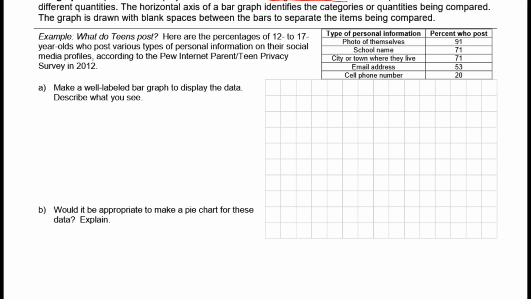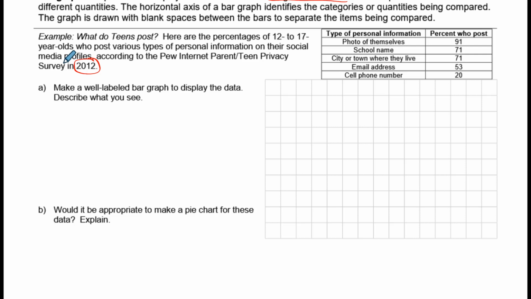What do teens post? Here are the percentages of 12 to 17-year-olds who post various types of personal information on their social media profiles, according to the Pew Internet Parent-Teen Privacy Survey in 2012. So let's first comment on this. This video is being made in the year 2018, but the data here is from 2012. And anytime you talk about technology, 6 years is a huge chunk of time because things change drastically with technology year to year.